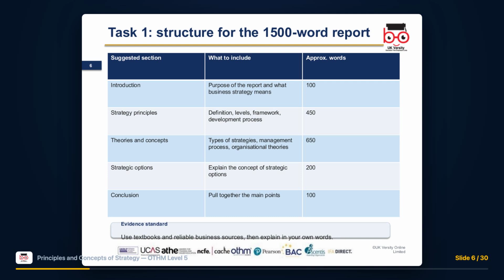About 100 words, introducing the purpose and what business strategy means. Around 450 words on strategy principles, covering the definition, levels, framework, and development process. About 650 words on theories and concepts, covering types of strategies, the management process, and organisational theories. Around 200 words explaining strategic options. And a short conclusion: use textbooks and reliable sources, explained in your own words.